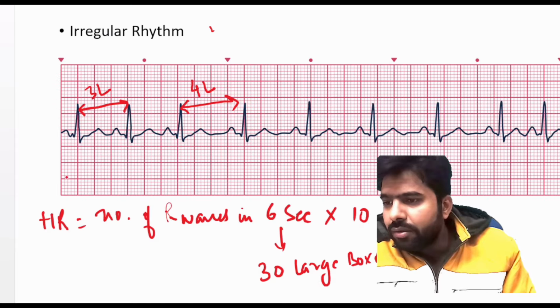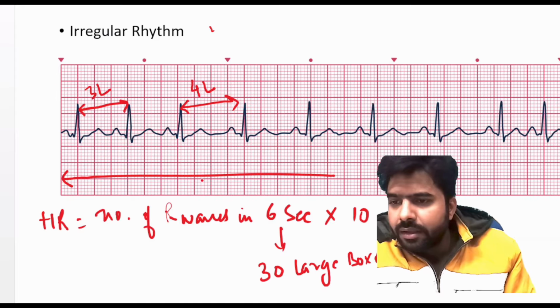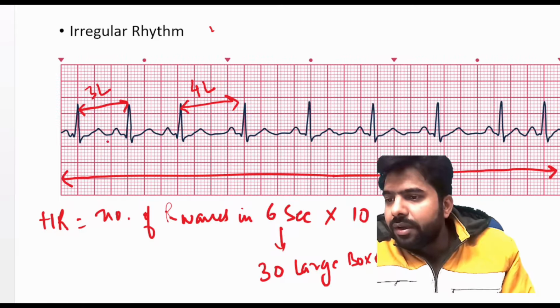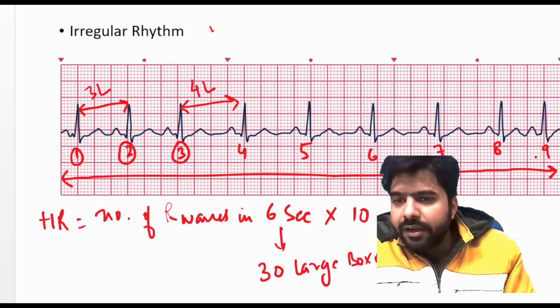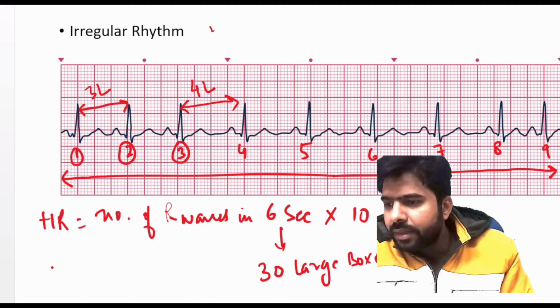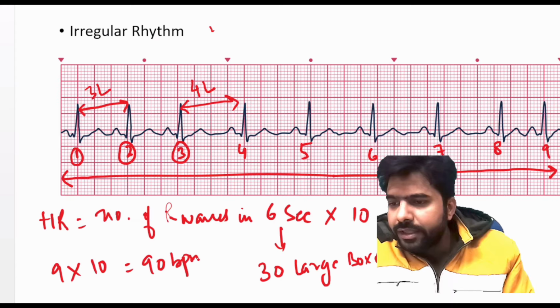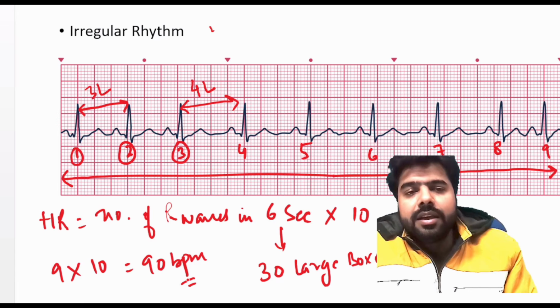Okay, so if we calculate, there are 30 large boxes present in this diagram, and the number of R waves are 1, 2, 3, 4, 5, 6, 7, 8, and 9. So 9 into 10 is equal to 90 beats per minute. So the heart rate in this ECG is 90 beats per minute.